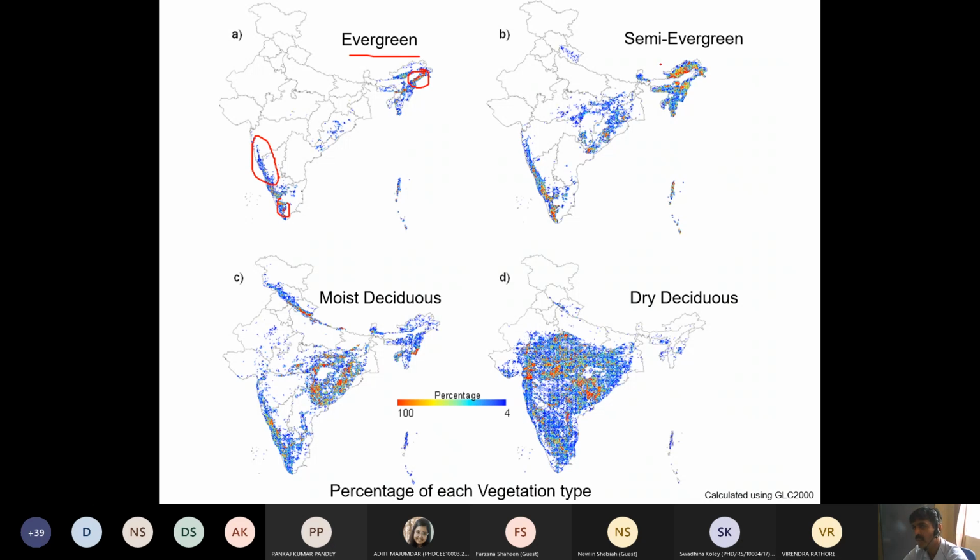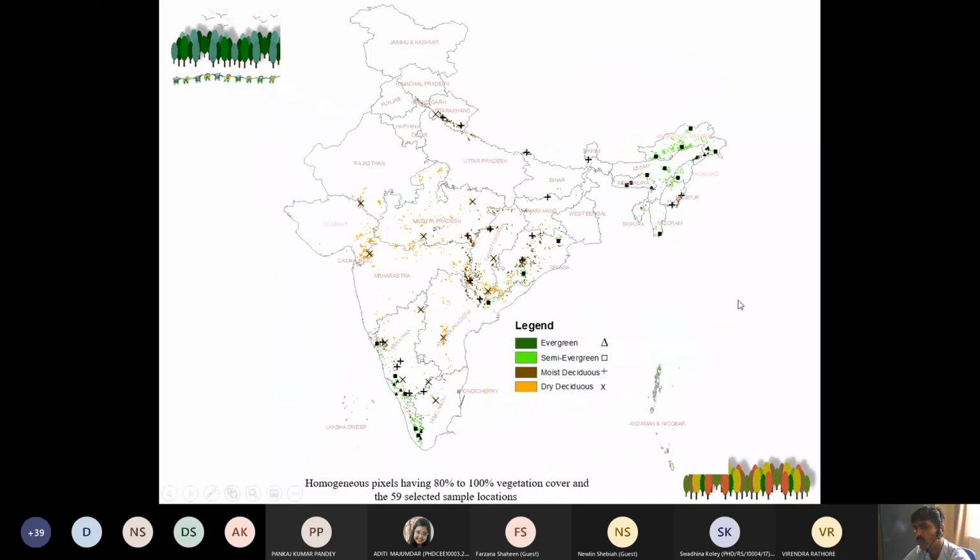And if you go to semi-evergreen, you can see it also in Kerala, some part of southern Karnataka, and also in Andhra Pradesh. Now this Andhra Pradesh is divided into Telangana and Andhra. Arunachal Pradesh also has it. For the deciduous forest in central India, you can see the dominant location of moist deciduous and dry deciduous. So we have taken the samples from these locations, and those samples from the core area are mentioned here.